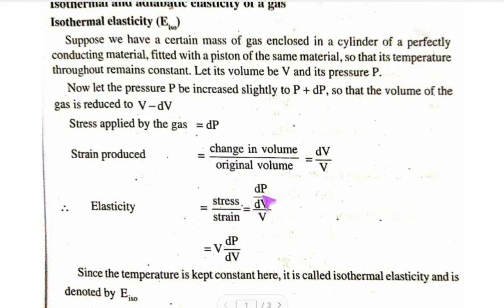So stress is dP. Then what is strain? Strain is change in volume by original volume. We know that the original volume is V, and when pressure is increasing, the volume of the gas is reducing to V minus dV. So the change in volume is dV, and the change in volume divided by the original volume is dV by V. So elasticity can be written as stress by strain, equal to dP divided by dV by V. This can be rewritten by bringing V to the numerator: V into dP by dV.